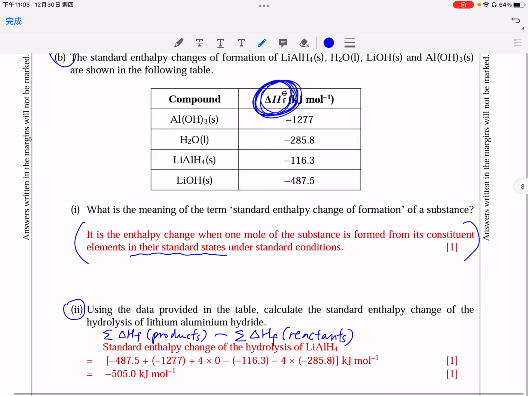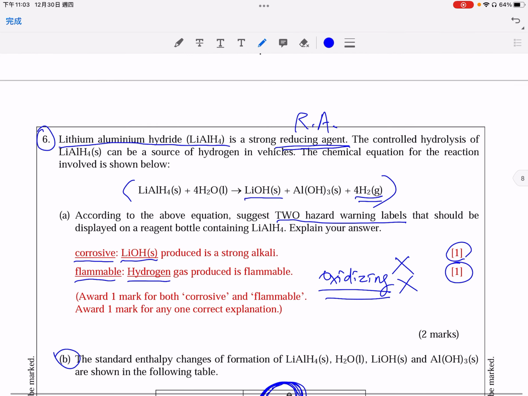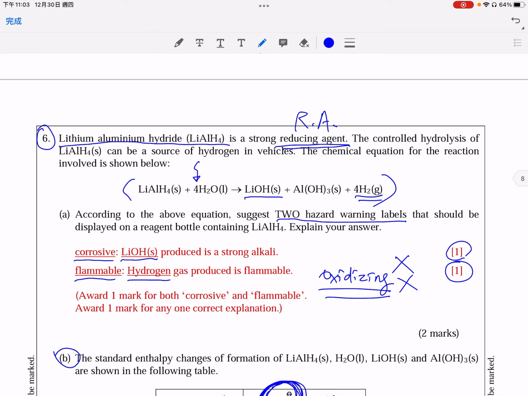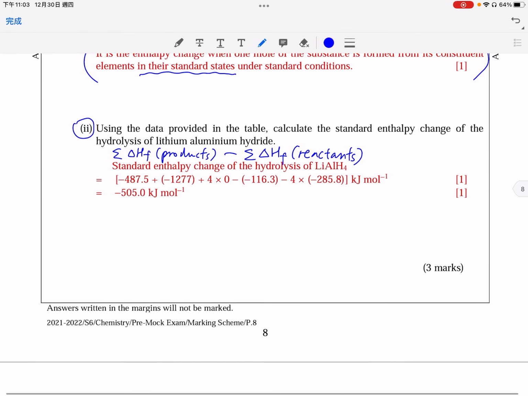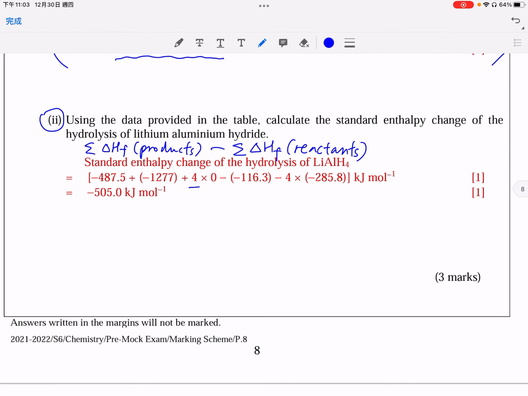While you are doing this, be careful about the balanced chemical equation showing the coefficients 4H2O on the left and 4H2 on the right. And therefore, we found the 4 here and 4 here. This is 0 because the standard enthalpy change of hydrogen is 0. So make sure you have to include this 4 so that you can get the correct answers.